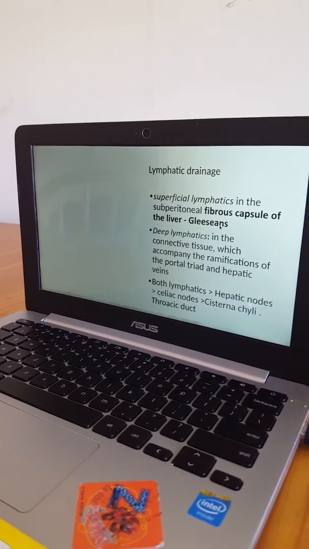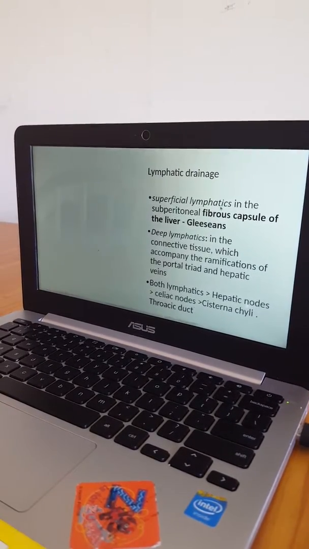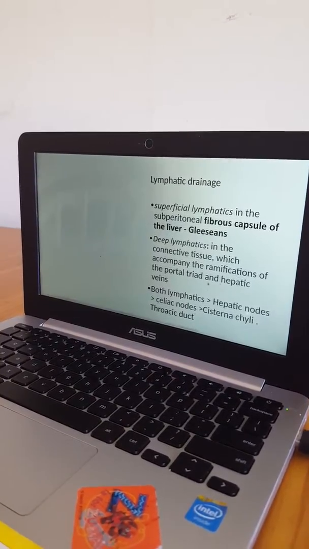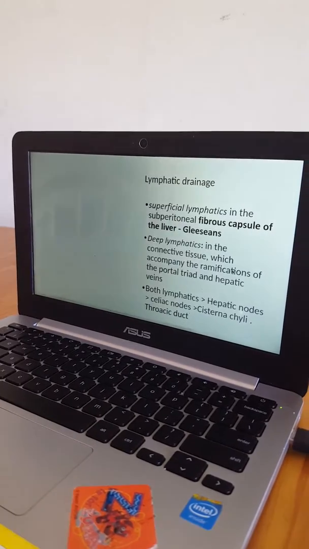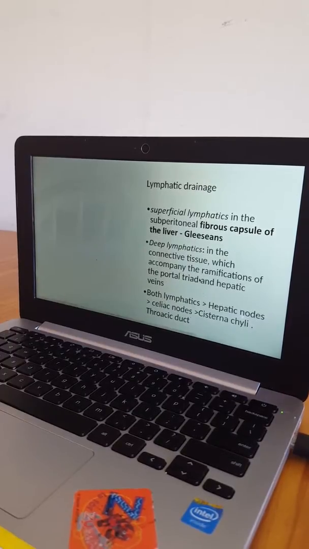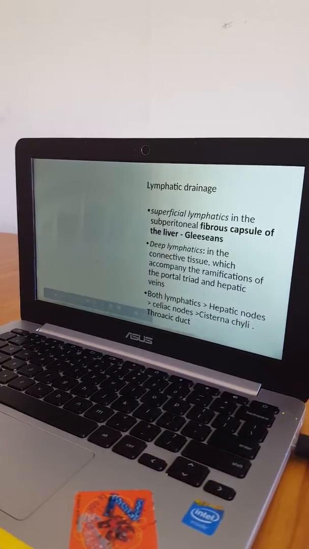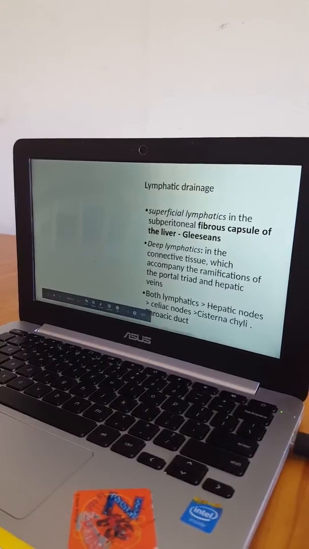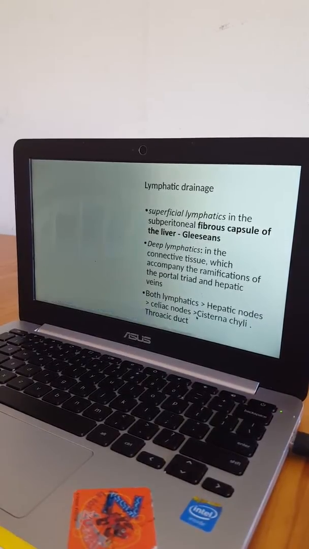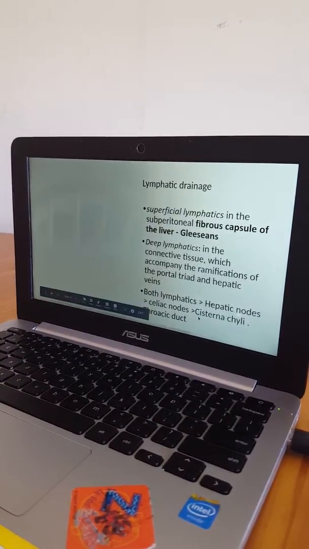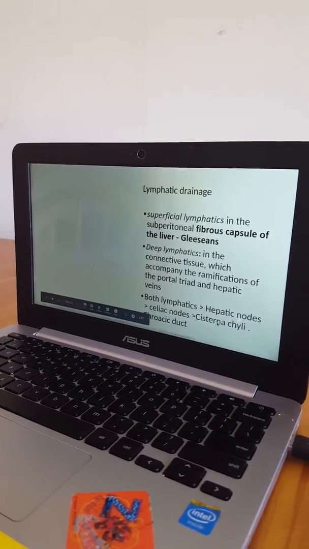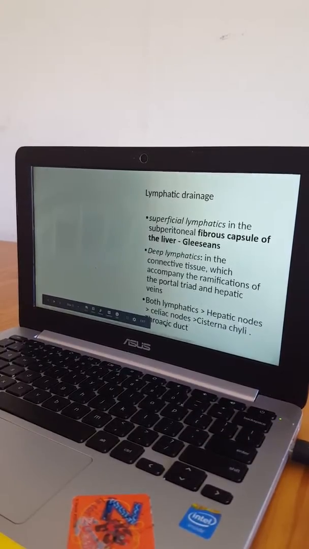That is Glisson's capsule. So superficially this drains here, and the deep lymphatics in the connective tissue accompany the ramifications of the portal triad and the hepatic veins. Ramifications means branches. So the branches of the portal triad and the hepatic veins have the drainage system for the deep lymphatics. Both of these lymphatics go to the hepatic nodes, then to the celiac nodes, and then the celiac nodes drain to a bigger system of lymphatics known as the cisterna chyli, and then this goes on to drain into the thoracic duct.